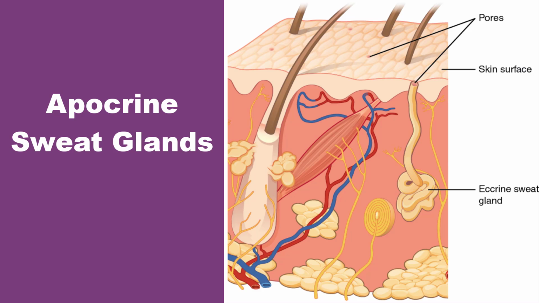So the first one is the eccrine sweat glands, and this type of sweat gland produces a hypotonic sweat for thermoregulation, and these glands are found all over the skin surface but are especially abundant on the palms of the hand, the soles of the feet, and the forehead. And they are coiled glands lying deep in the dermis, with the duct rising up to a pore on the skin surface where the sweat is released.